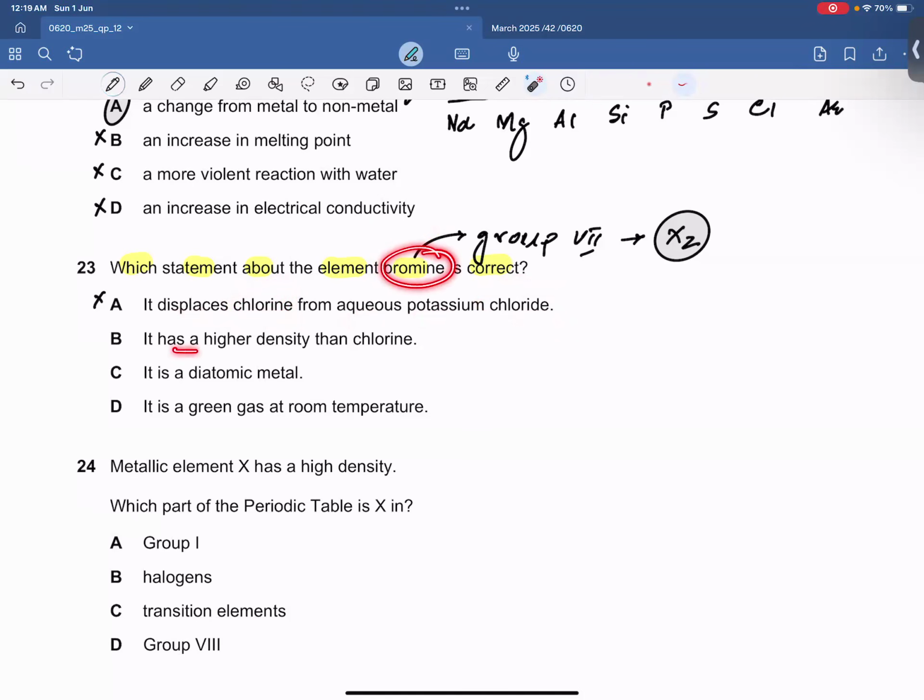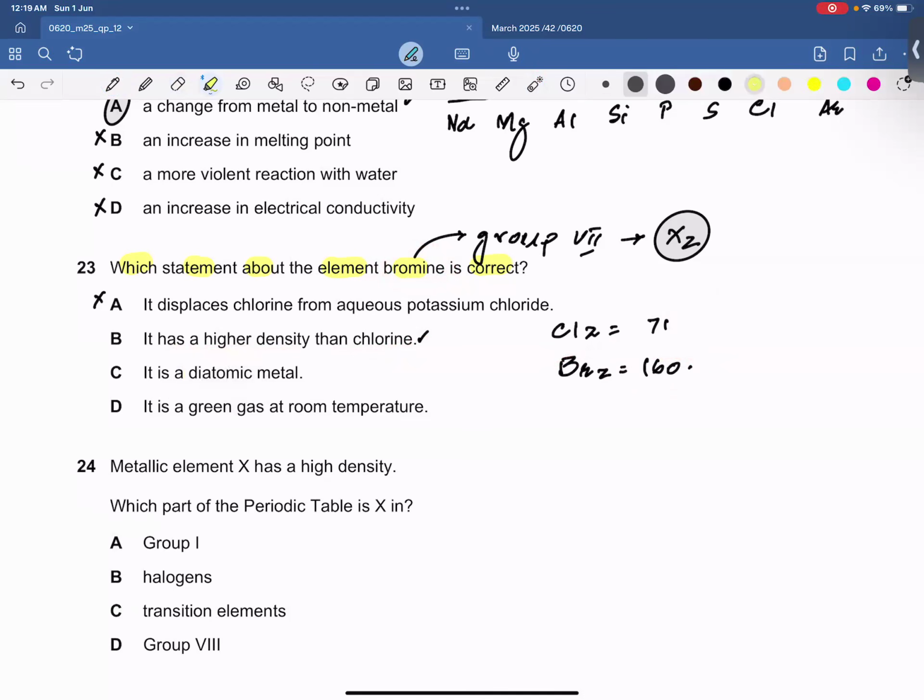Bromine has a higher density than chlorine. That's true, because the molecular mass of chlorine is 71 and the molecular mass of bromine is 160. So higher the mass, higher the density. You know that, right? Lower the mass, lower the density. So option B could be the right answer, but let's talk about the others.